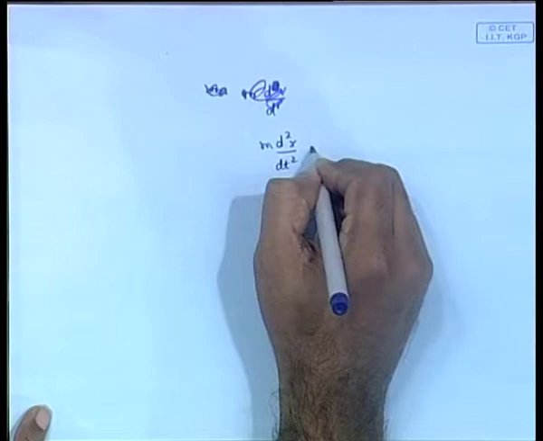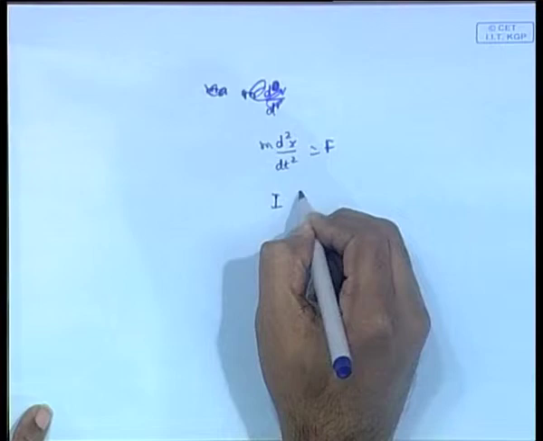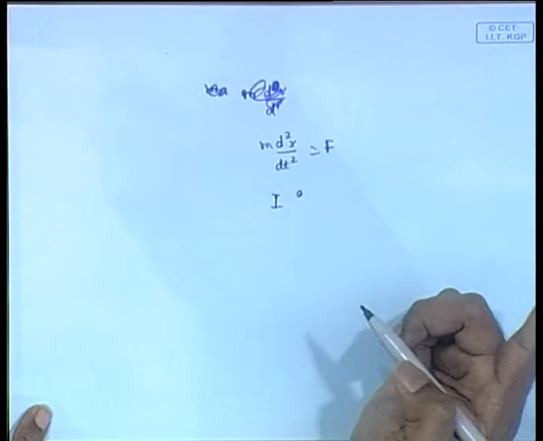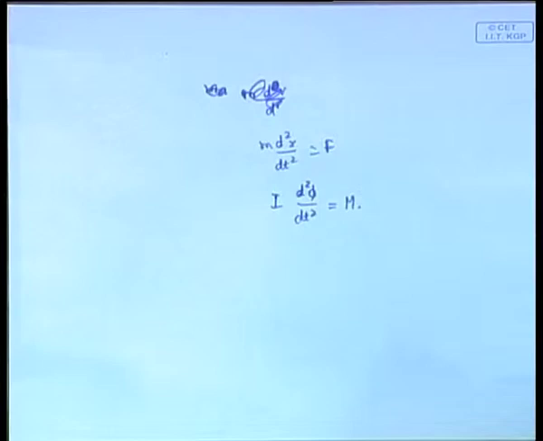Okay. Now, similarly, if you consider the rotational case, half I omega square is known as the rotational energy. So the equation becomes I into d square phi by dt square will become the moment. This is the Newton's equation in the rotational case. d phi by dt is omega, so d square phi by dt square is your omega dot. So, I omega dot is equal to the moment or the external torque acting.